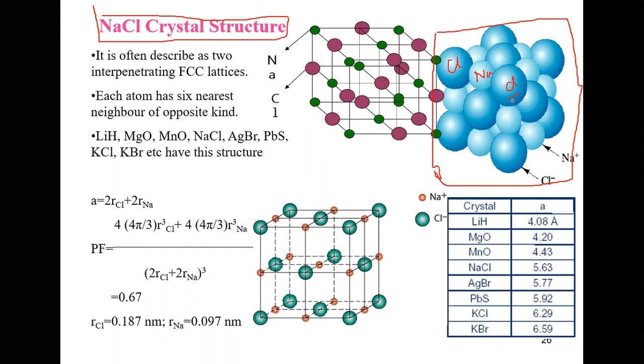Now, what is the crystal structure? If you look at it, obviously it has two sublattices. One is the chlorine lattice, another is the sodium lattice. If you look at the chlorine sublattice, look here. Chlorines are located at the corners and also the face center positions.